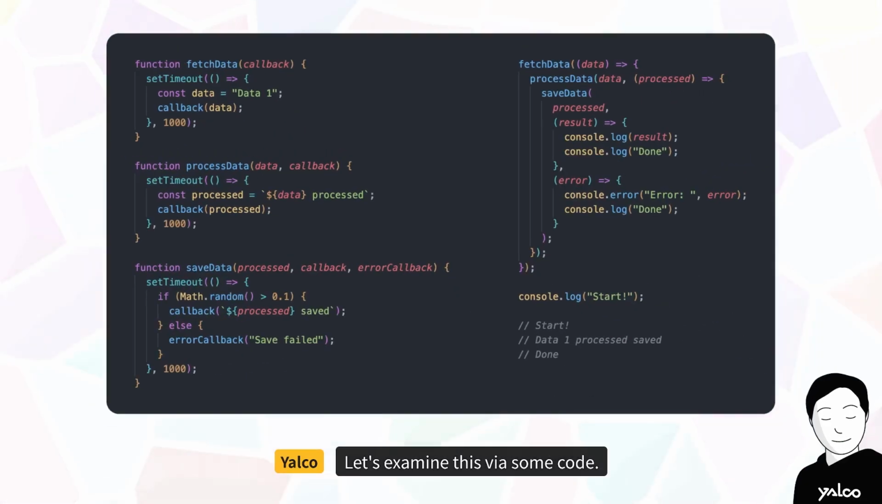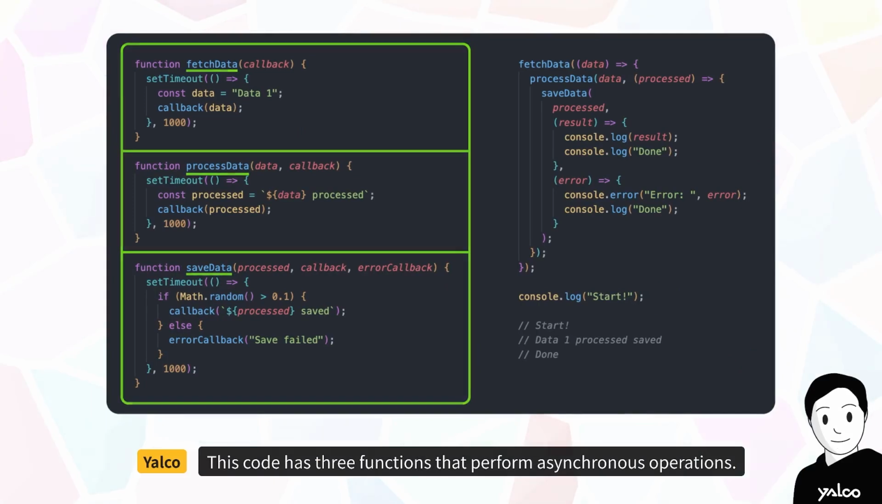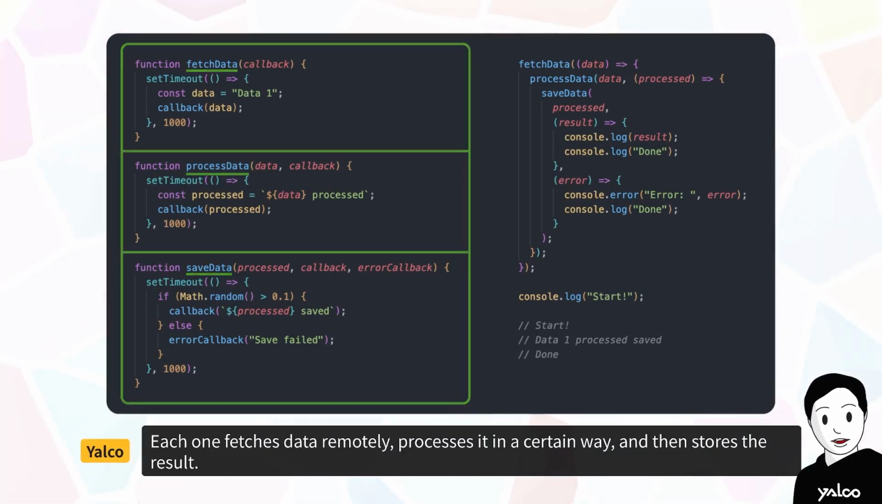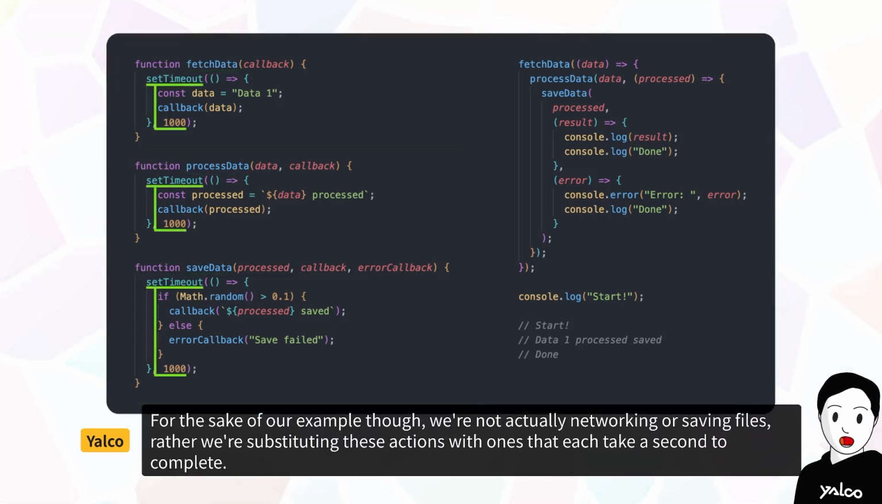Let us examine this via some code. This code has three functions that perform asynchronous operations. Each one fetches data remotely, processes it in a certain way, and then stores the result. For the sake of our example though, we are not actually networking or saving files. Rather, we are substituting these actions with ones that each take a second to complete.